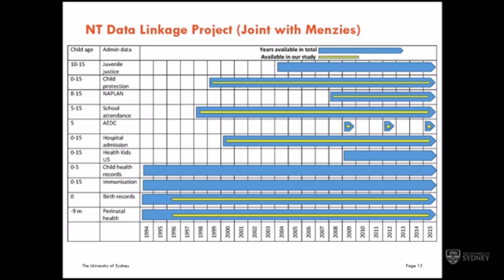I just raise my eyebrows because this is highly controversial data. And so this information has then led also to the recent reports. NAPLAN, school attendance data. We have the school attendance of every child, of every day they attend school, and where they're registered. ADCs, the Australian Early Development Census, hospital admissions, healthy kids under 5, the child health records, immunization, birth records, and perinatal health, optimally from every child born since 1994. Okay.